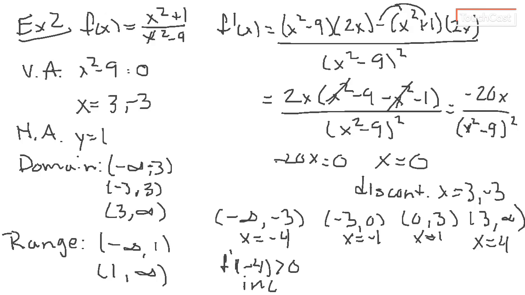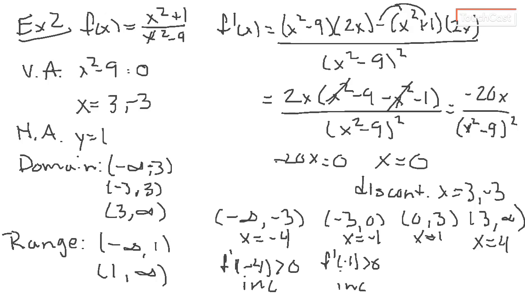If I put negative 1 in, I'd have 20 over, let's see, negative 1 squared is 1 minus 9 is negative 8, but if we square that, that's positive, and a positive over a positive makes a positive. So if we put negative 1 in, then it's greater than 0, it's increasing. And that's okay that we've got an increasing and then an increasing. We know there's an asymptote between them. So something messes things up.